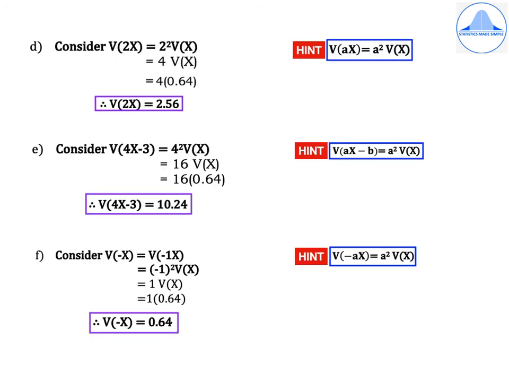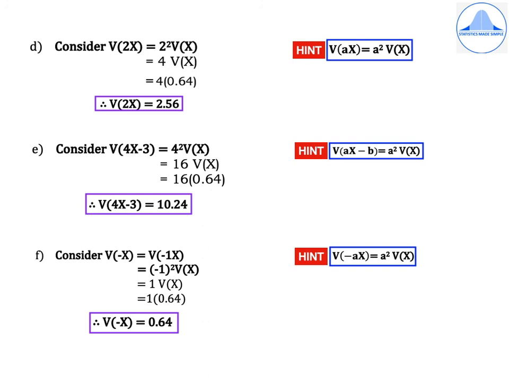Subdivision D. Consider V of 2x. The hint is V of ax is a square V of x. This is the fourth result which we had learnt. So apply that here. You will get 2 square V of x, which is equal to 4 into V of x, which is 4 into 0.64. Therefore, V of 2x is equal to 2.56.